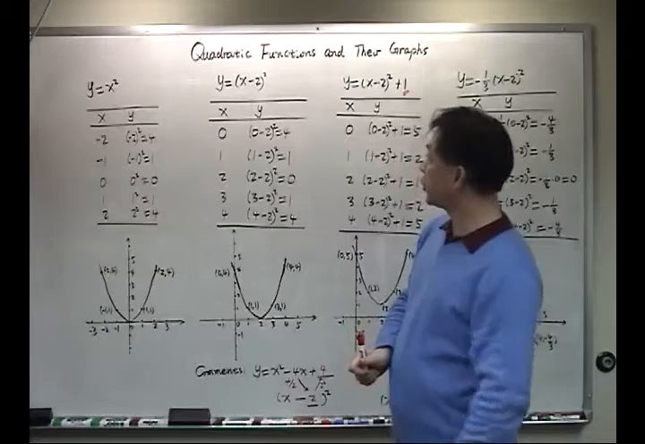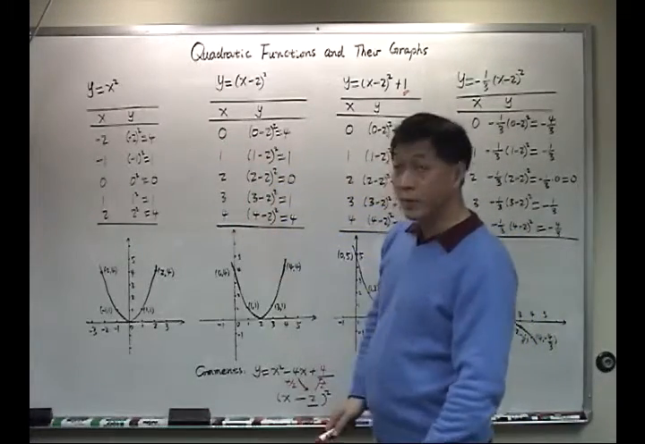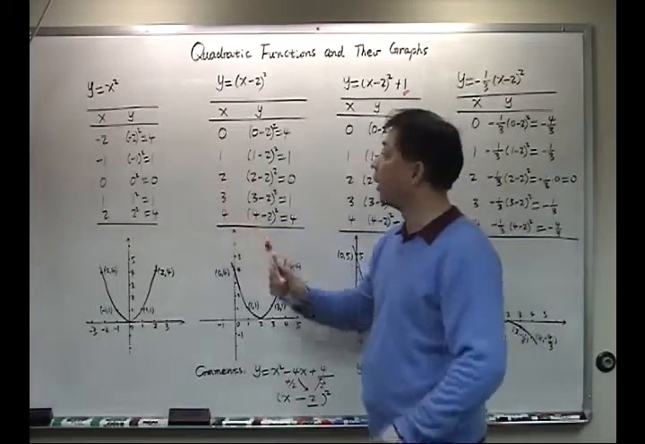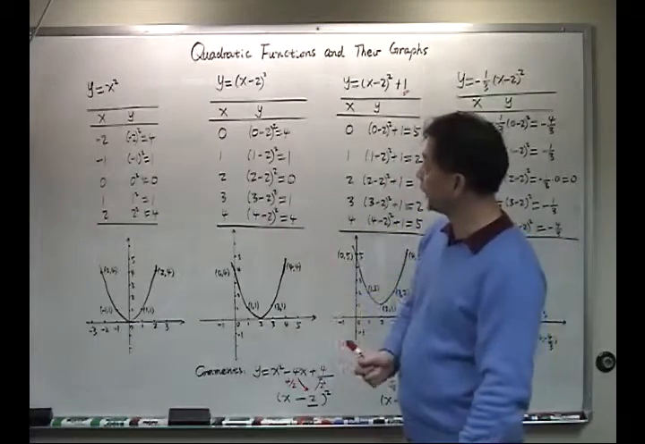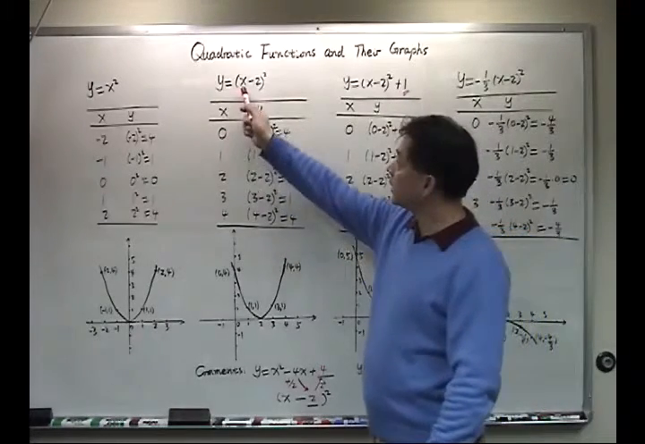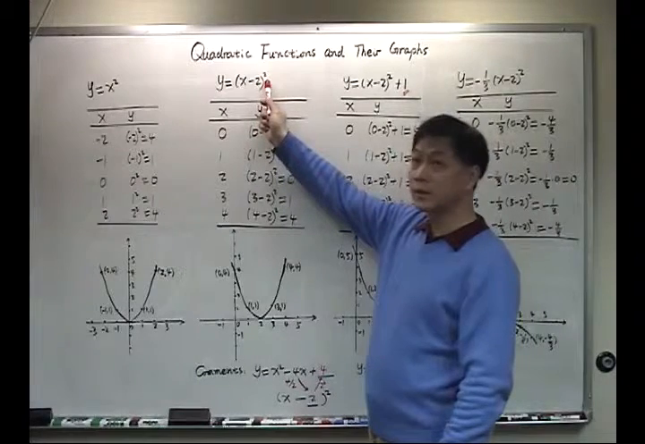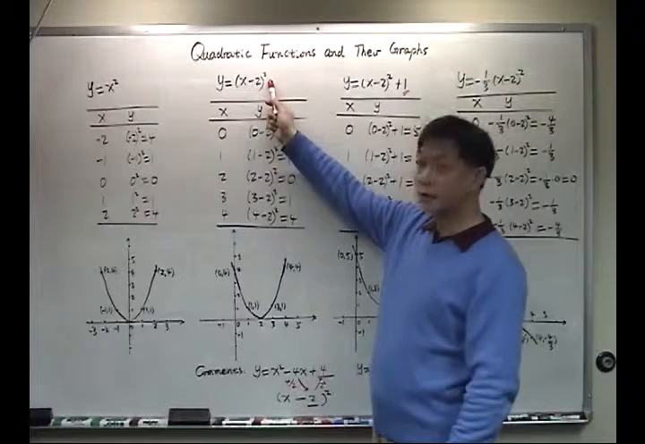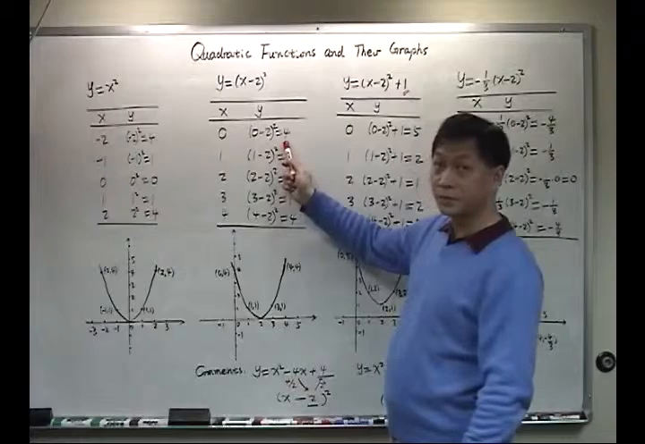Here I chose different values for x. You may say, why do you let x be 0, 1, 2, 3, 4? There is a reason for this. After I show you, then you can see. Look, you plug in 0 here, 0 minus 2 squared. 0 minus 2 is negative 2, squared. Negative 2 times negative 2 is positive 4.